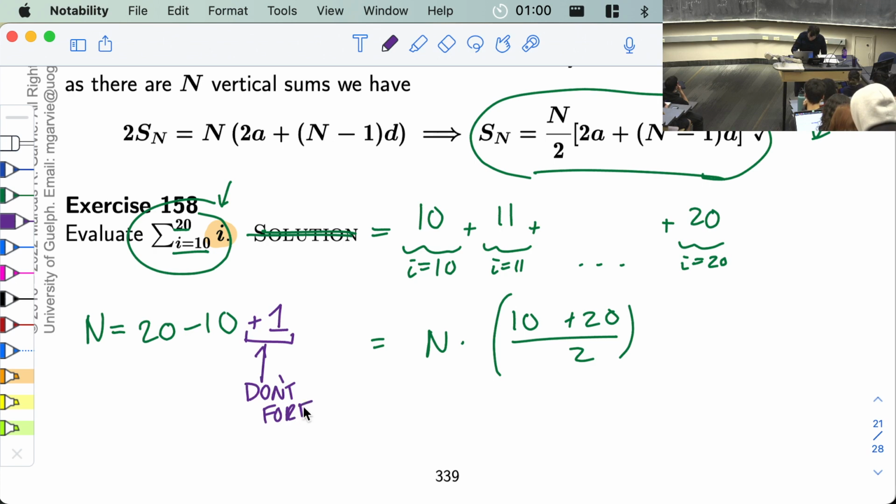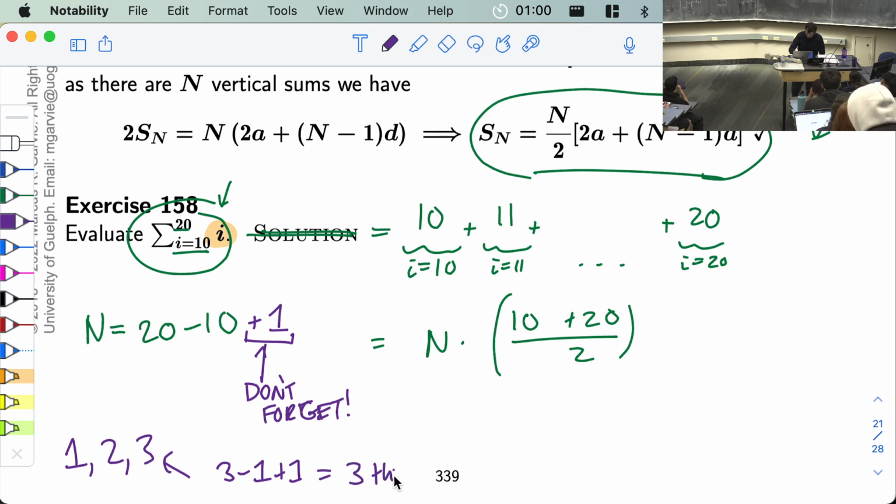Don't forget. Okay? And the way to remember this is, suppose you're like a little kid and you're counting 1, 2, 3. How many things do you have if they were 1, 2, 3? If you do 3 minus 1, that's 2. You think you have 2 things, right? If you have 1, 2, 3, that's 3 things. It should be 3 minus 1 plus 1. 3 minus 1 plus 1 equals 3 things.